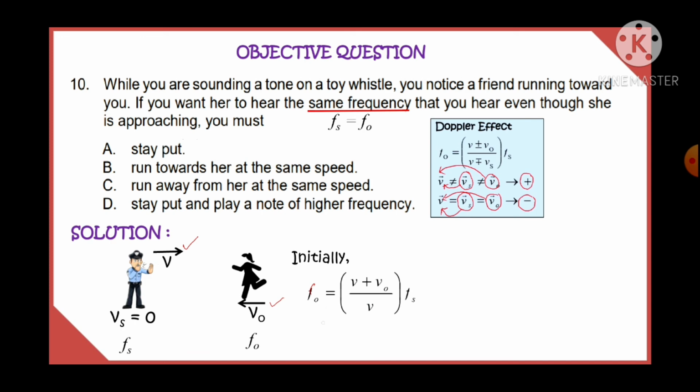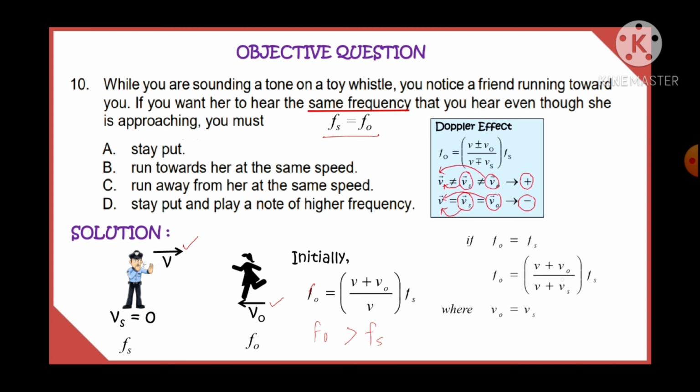Okay, so initially, referring to this equation, will f naught be greater or lower? f naught will be greater than fs, right? Referring to the initial situation of these two people, we get that f naught is greater than fs. But referring to question 1, fs is equal to f naught. So what do you need to do? You are the person who sounds the whistle, so that your sound frequency is equal to the frequency heard by the observer.